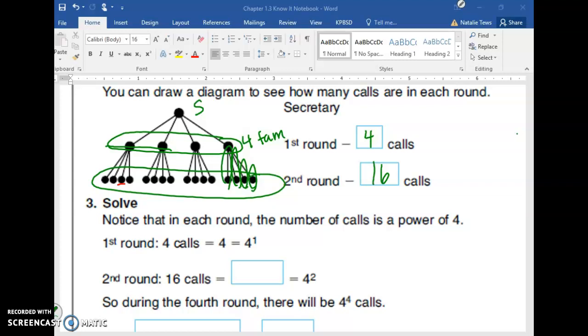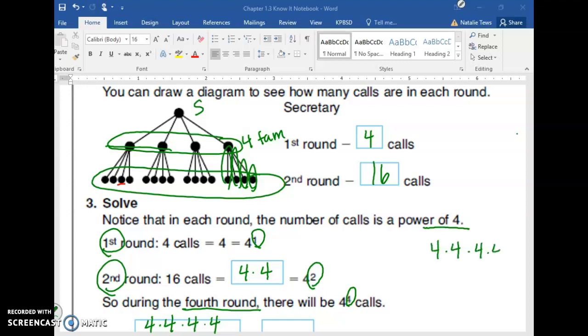Okay? Now, I want you to notice that in each of the rounds, the number of calls is a power of 4. Okay? So the first round is 4 to the 1st power. The second round is 4 to the 2nd power. So the 4th round will be 4 to the 4th power. That's very important to remember for your homework. Okay, there's going to be a problem very similar to this. So the second round equals 16 calls, which is 4 times 4. Okay, so in the 4 to the 4th power, it will be 4 times 4 times 4 times 4, which equals, let's solve it over here.